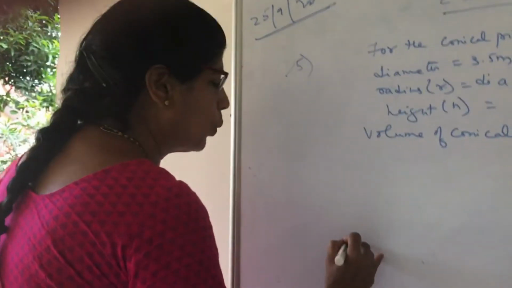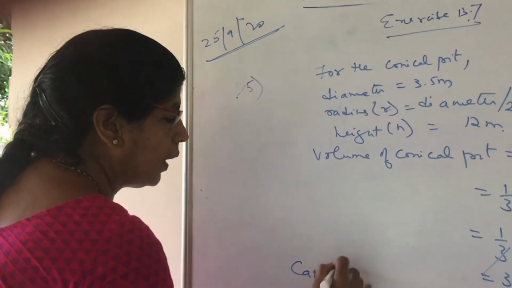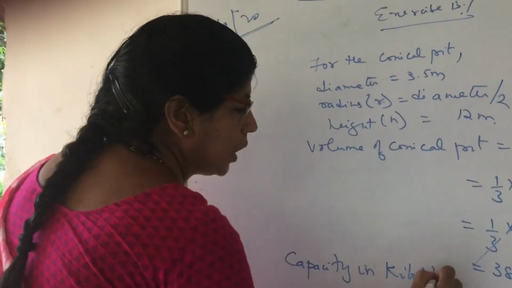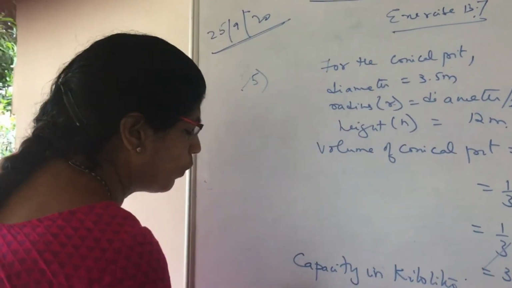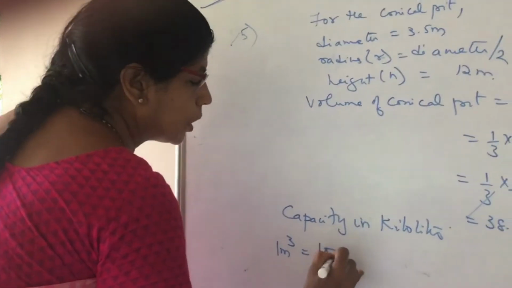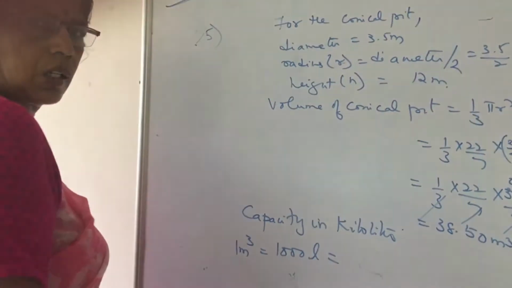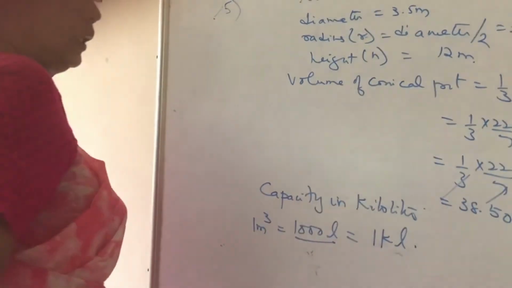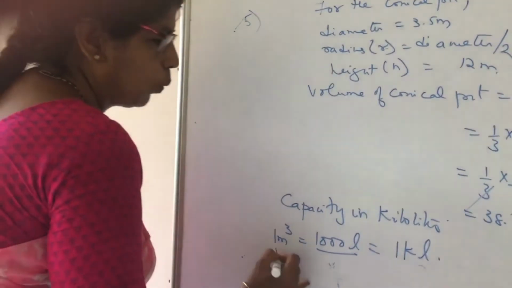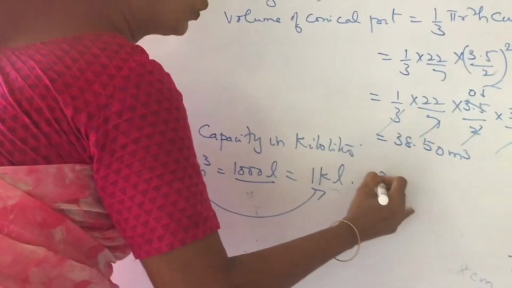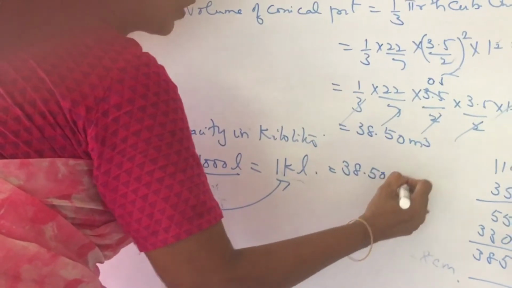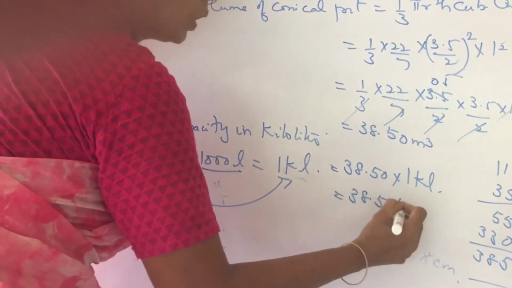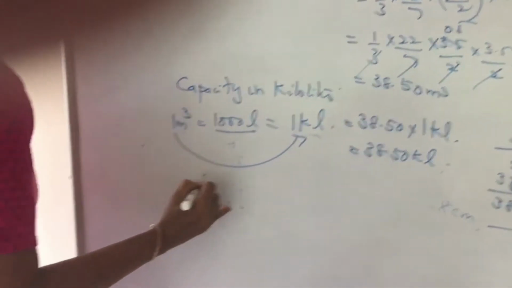They asked you the capacity in kiloliters. All of you know that 1 cubic meter is equal to 1000 liters. And 1000 liters is what, children? 1 kiloliter. So 1 cubic meter is equal to 1 kiloliter. 38.5 into 1 kiloliter, which is equal to 38.5 kiloliters.